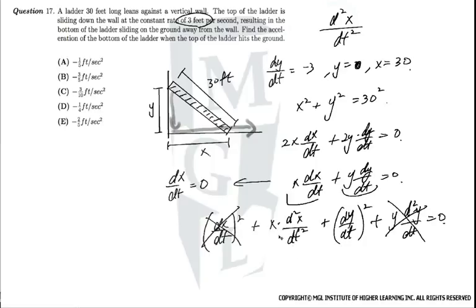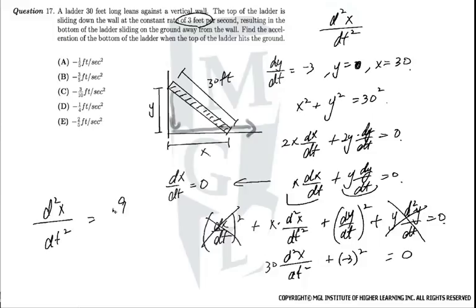So let's fill in the rest of the information. x we know is 30. dy over dt is given to be minus 3. So we can find out what the second derivative of x is in terms of time. So it's 9, actually minus 9, right? This becomes plus 9 here, over 30.